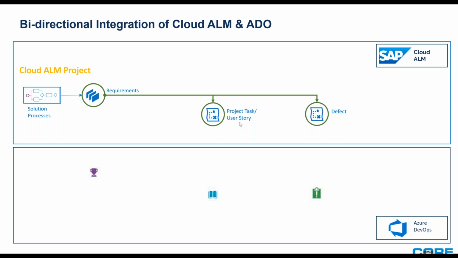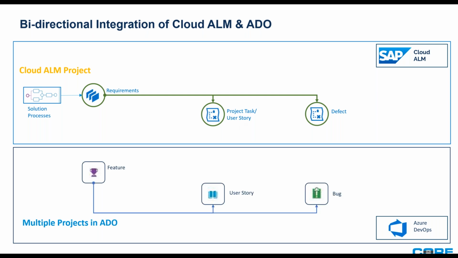However, the idea is that you can integrate either one or the other in order for you to be able to deliver. So at any given time, we can have, for example, a requirement that will automatically create a feature within Azure DevOps, or vice versa. If you create, for example, a feature within Azure DevOps, it will automatically create a requirement within Cloud ALM. And then at any given time, when you create a project task or a user story in Cloud ALM, it will create a user story within Azure DevOps.